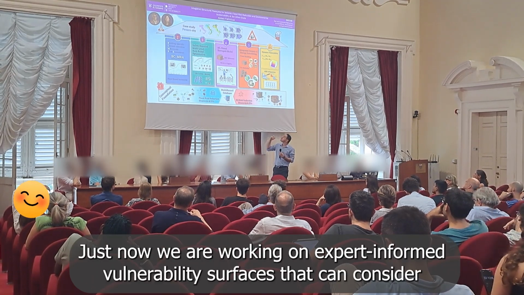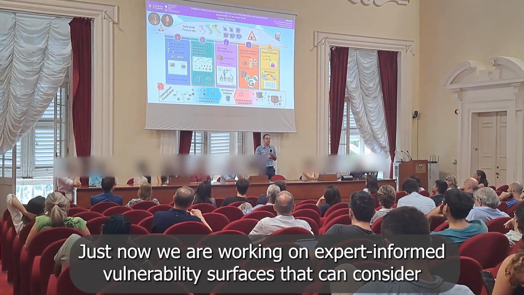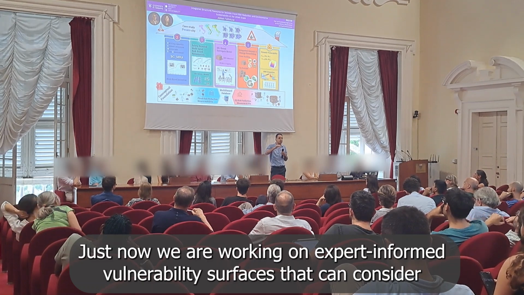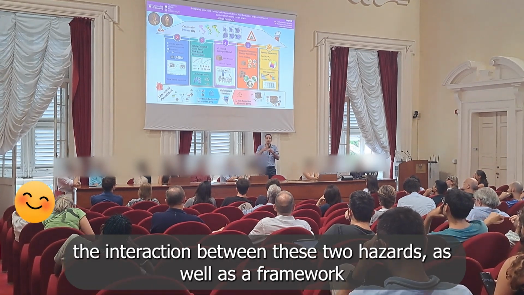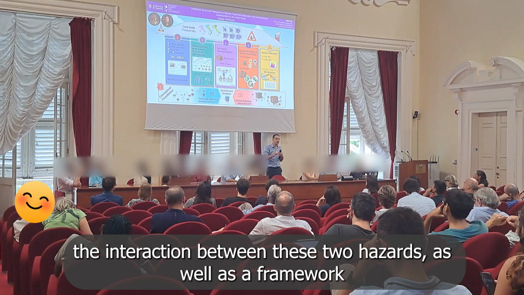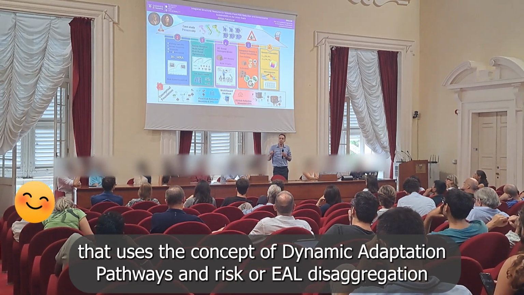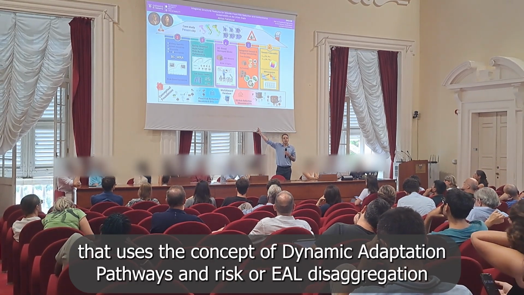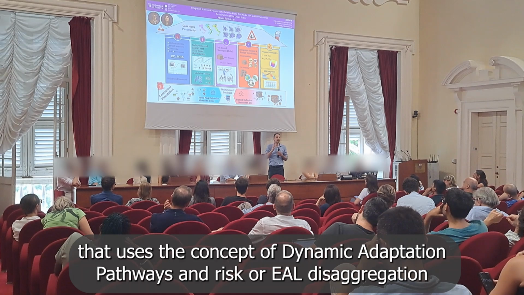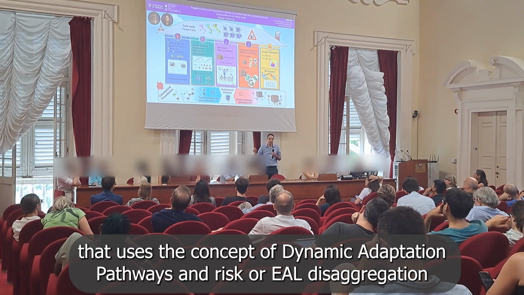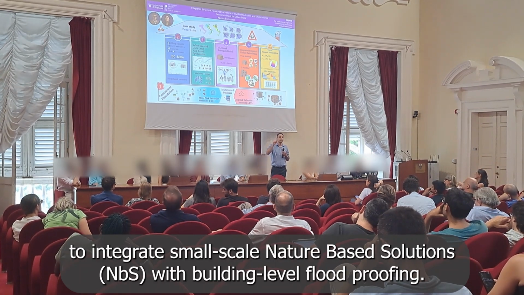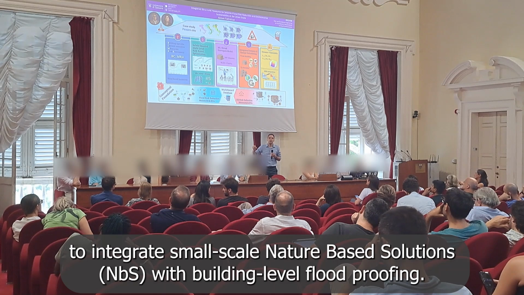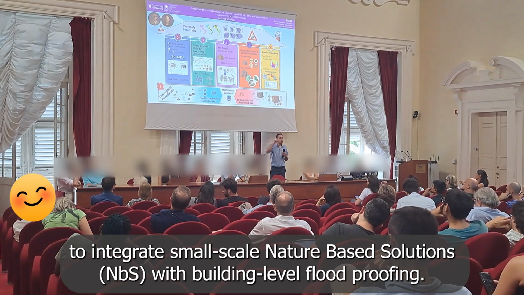And just now, we are working on expert-informed vulnerability surfaces that can consider the interaction between these two hazards, as well as a framework that uses the concept of dynamic adaptation pathways and risk to integrate small-scale nature-based solutions with building-level flood proofing.